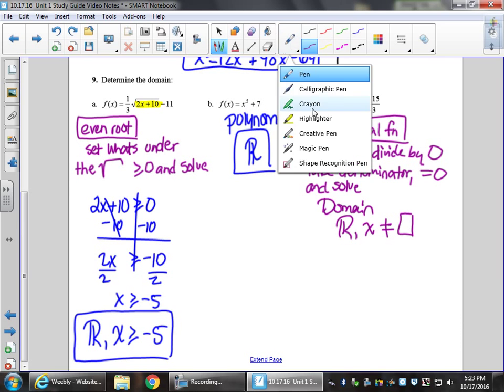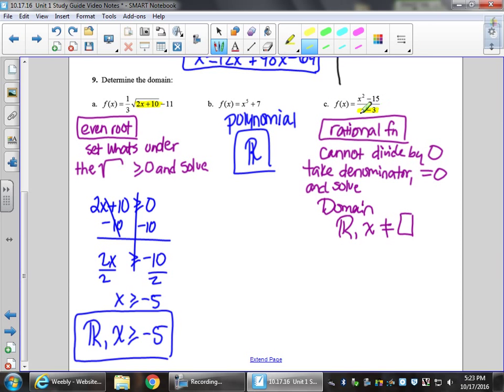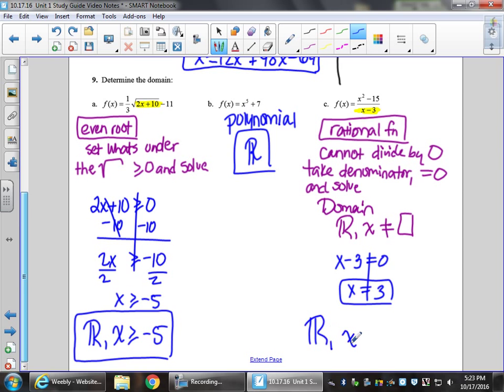So here, all we care about is the x minus 3. Who cares what's up top? No influence on the domain. So I take x minus 3, set it equal to 0. That gets me x equals 3. My answer, though, is going to be all real numbers x not equal to 3. And we are done. Yay!